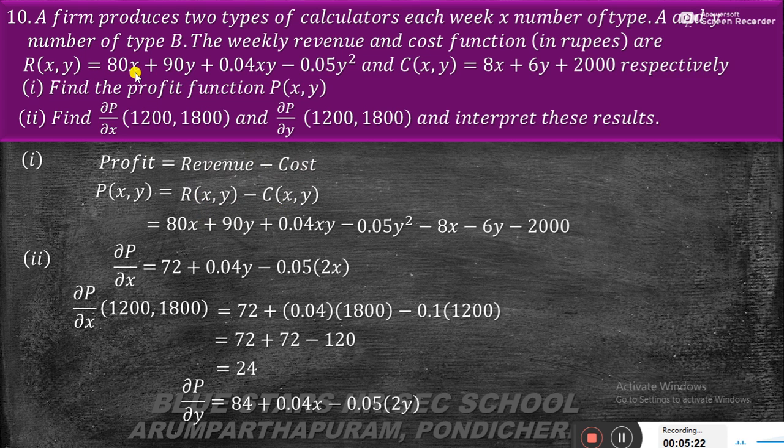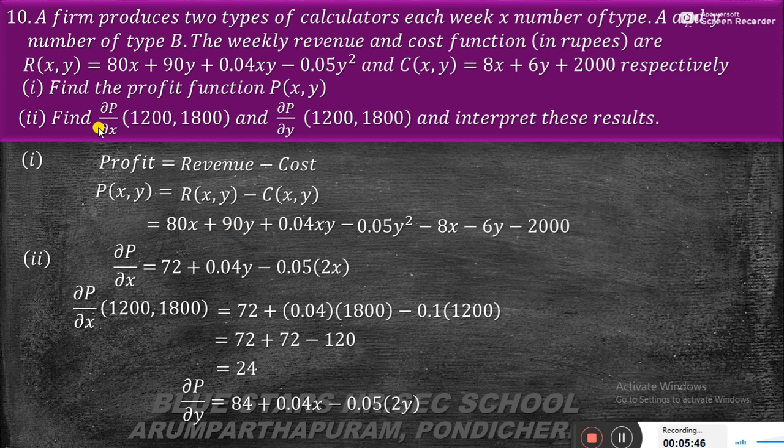We know that R of x comma y is the revenue and C is the cost. So 80x plus 90y plus 0.04xy minus 0.05y square, minus the cost, so just multiply in the minus sign: minus 8x minus 6y minus 2000. This is the profit equation. Next, they ask about the profit function we found.